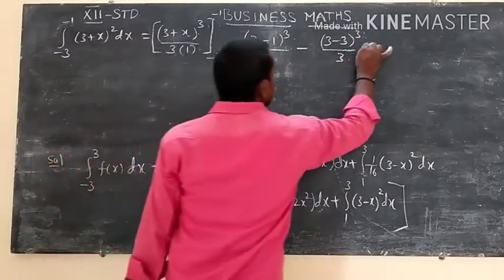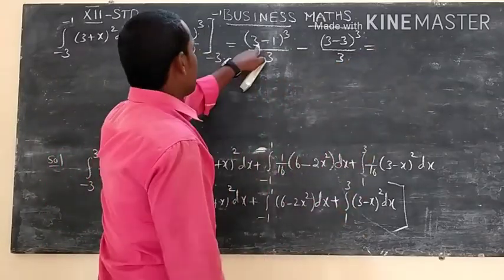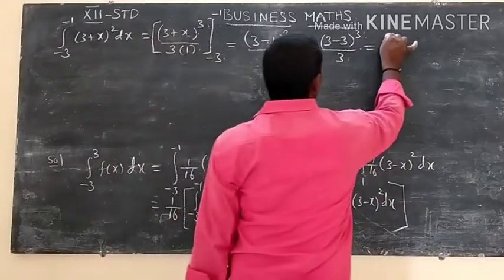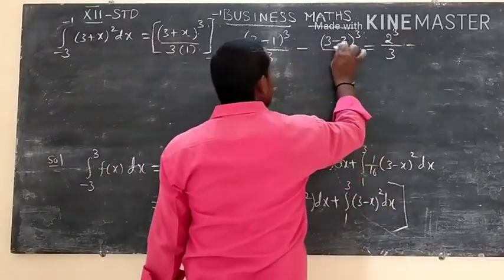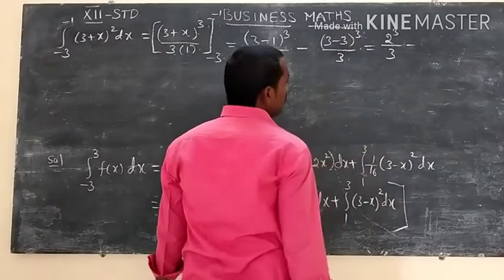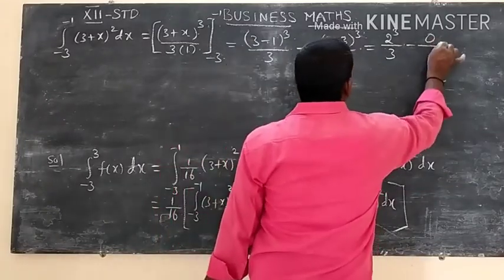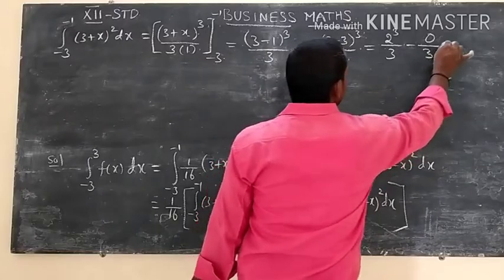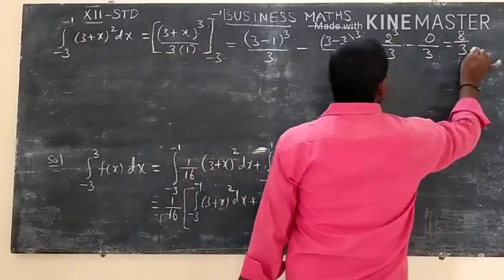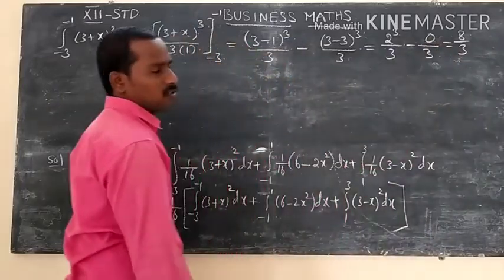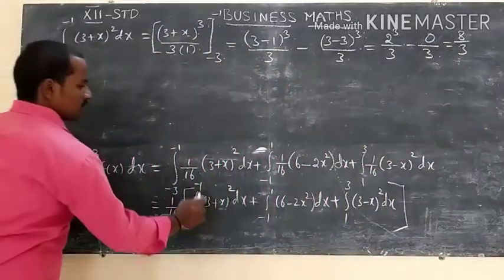Okay, let's say equal to, simplify: 3 minus 1 is 2, so 2 cube divided by 3, and minus of 3 minus 3 is 0, 0 power any value is 0, divided by 3. Okay, this is equal to 2 cube is 8 divided by 3, minus 0, since 0 by any number is 0. So 8 by 3 is the first answer.